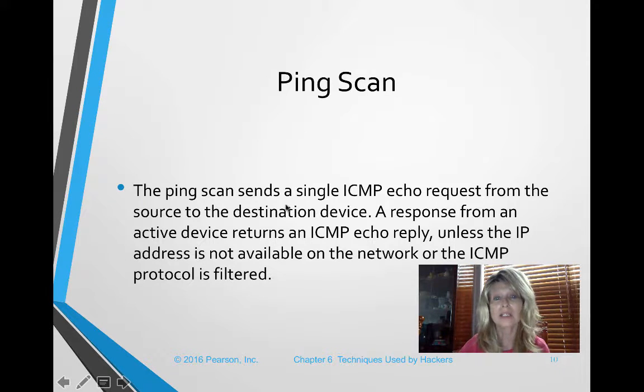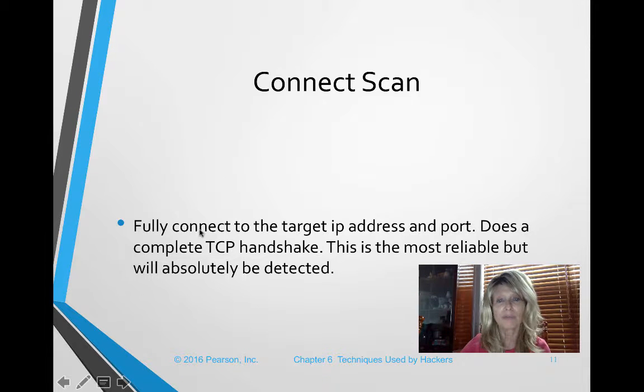Okay, so the ping sends a single ICMP echo request from the source, my computer, to the destination. So ping marymount.edu, and it gets a response. If it gets a response, that means that system is up. If it's not available, you won't get a response back. A connect scan fully connects to the target on the port. Fully connect does a complete TCP/IP handshake, so that means it's going to have the SYN, the SYN-ACK, and then the ACK. This is the most reliable type of scan, but you are sure to be detected.